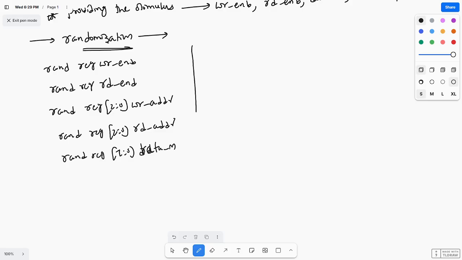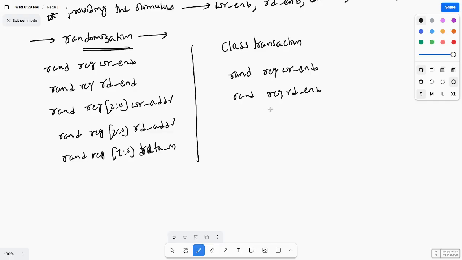You'll initialize these, and after that you will wrap them into a class. So you write class transaction, rand reg write enable, and rand reg read enable. Like that you are wrapping them in the class, and then end class.